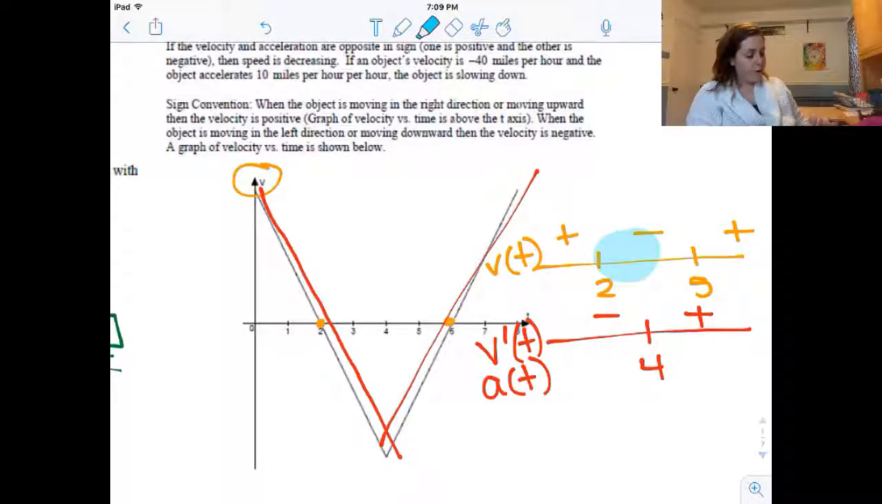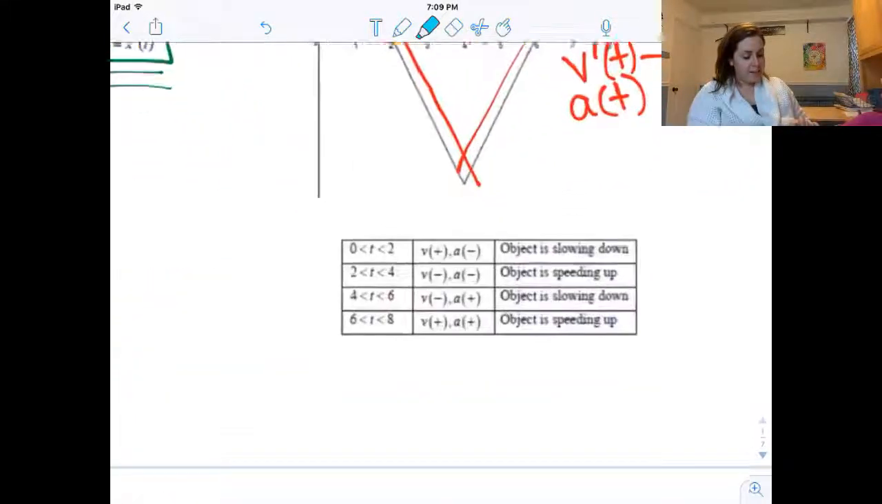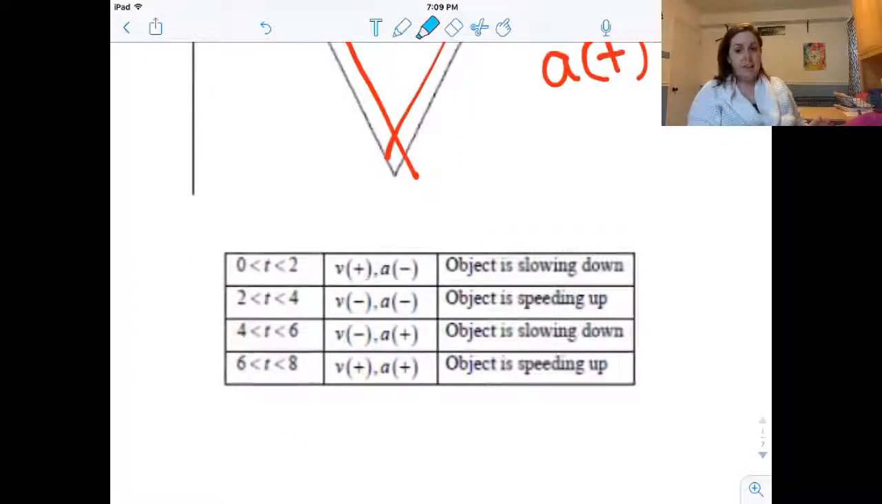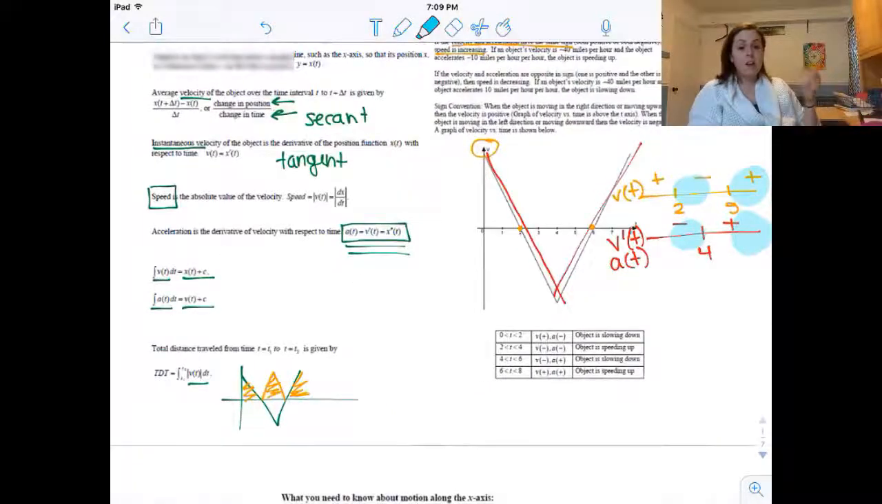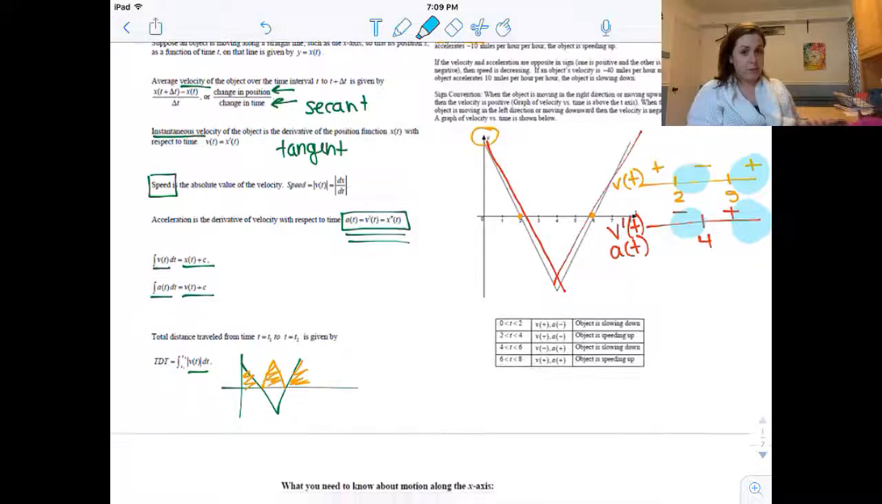Here, 2 to 4, that's negative, and that's negative. So that would be an interval where they speed up. Here, that's negative, and that's positive. That would be a slowing down interval. And here, that's positive, and that's positive. So anywhere that your signs match, those are your intervals where you're speeding up. This is a little bit more analysis on that. Anytime that your signs are different, you're going to be slowing down. Anytime that your signs are the same, you're going to be speeding up. So that's something that we're going to talk about a little bit more tonight too.